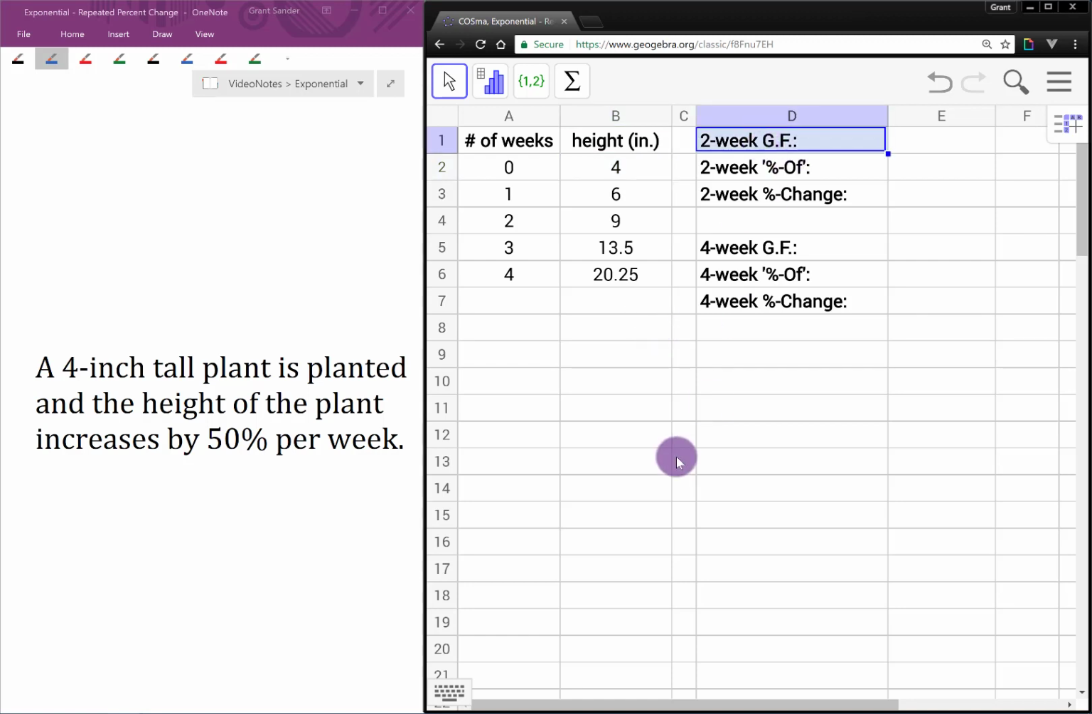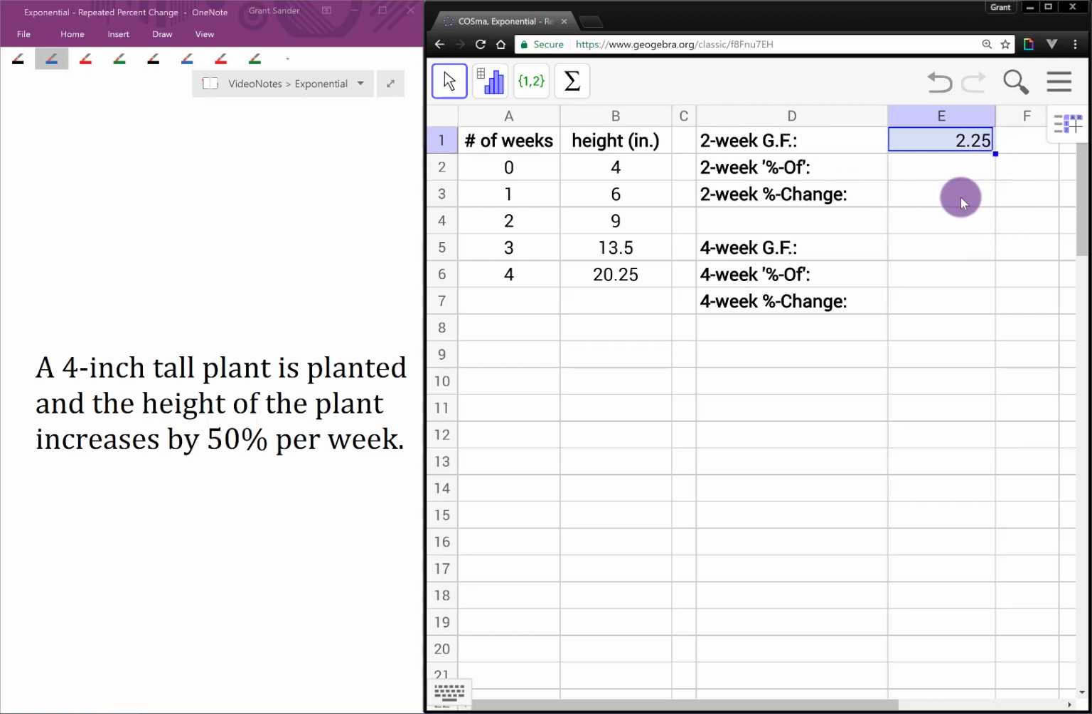But what if we want to know the 2 week growth factor? In this case, anytime 2 weeks pass, so maybe from 0 weeks to 2 weeks, the height of the plant becomes how many times as large? If we let the number of weeks increase from 0 to 2, the height of the plant increases from 4 to 9, and therefore it becomes 9 divided by 4 times as large. And 9 divided by 4 is 2.25. And therefore, the 2 week growth factor is 2.25.